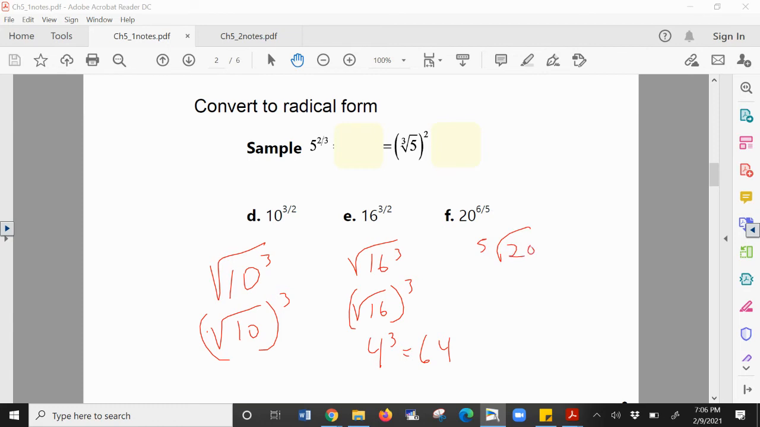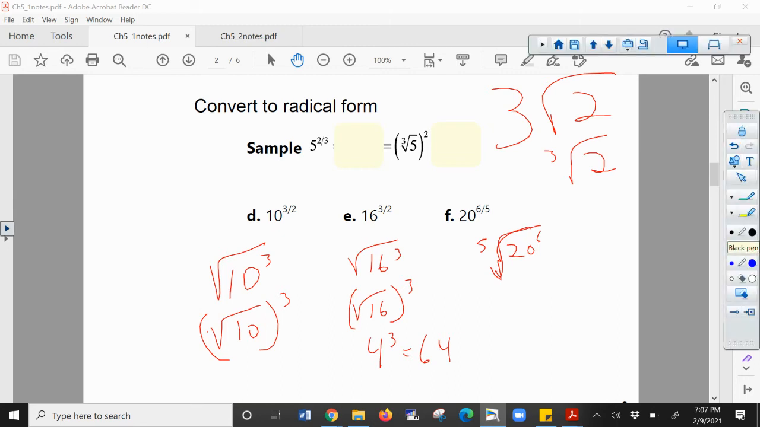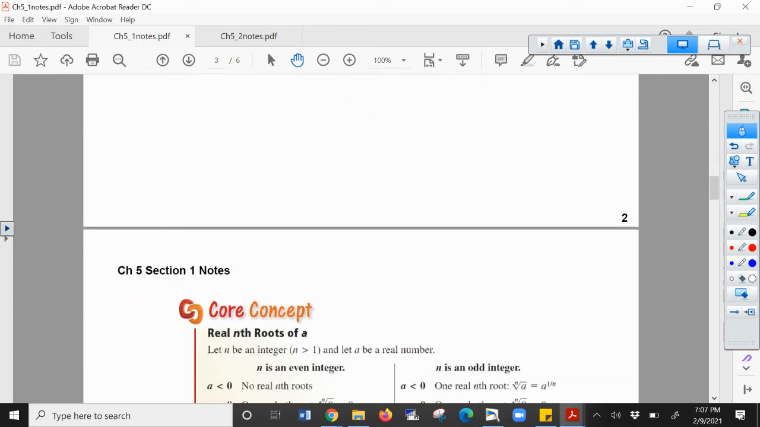This one's the fifth root of 20 to the sixth. And make sure, if you're doing these by hand, that you write them so that you can tell that that 5 is an index and not a number in front. There's a difference between 3 square root of 2 versus the cube root of 2. It means different things because of how big the 3 is. If you make the 3 too big, you might not be able to tell the difference.